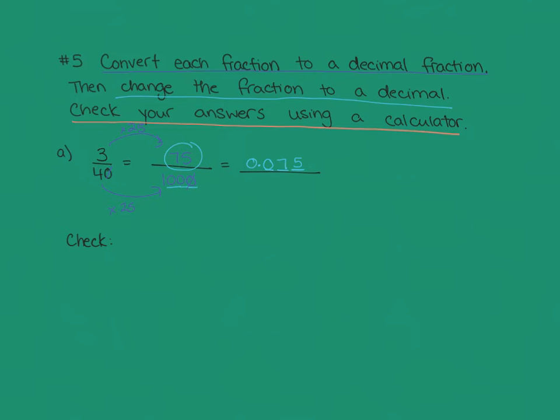The third and final step they give us is to check your answer using a calculator. So in your calculator, you're going to put this as a division statement like this. So if we put 3 divided by 40, we would get 0.075, which confirms that our original answer is correct.